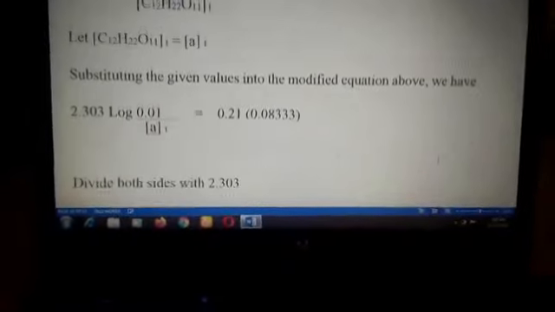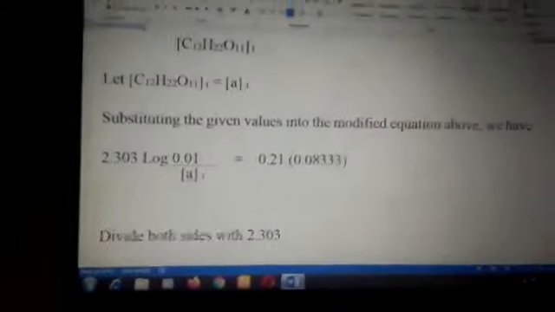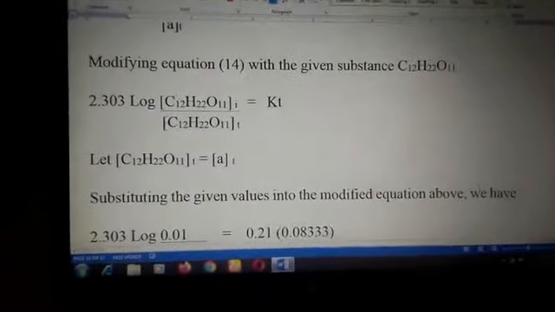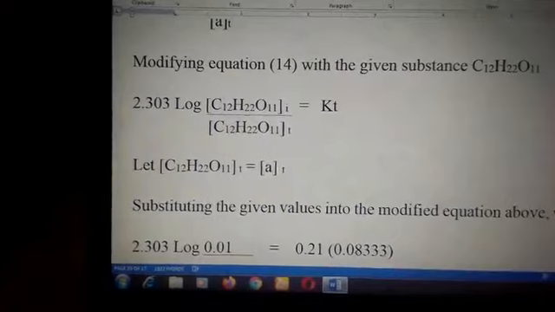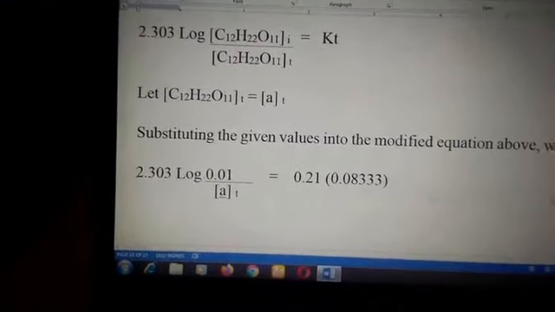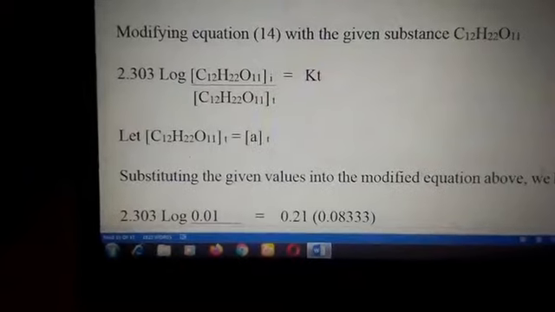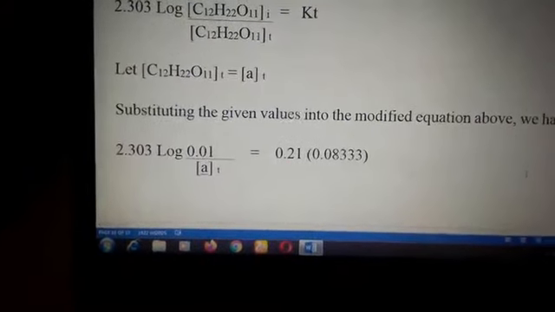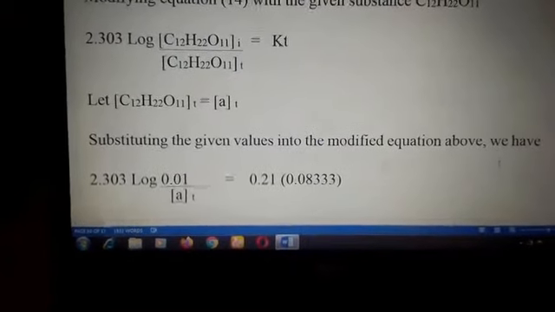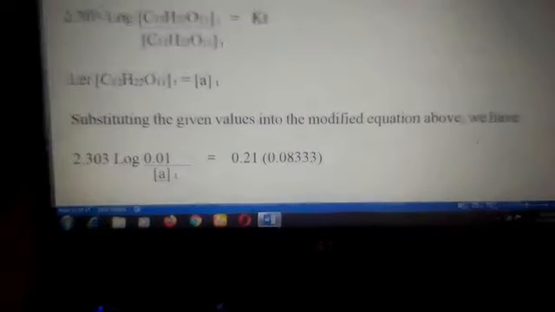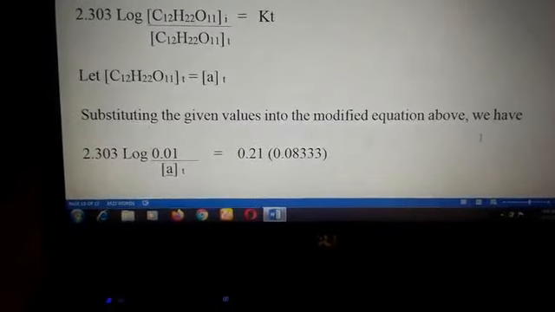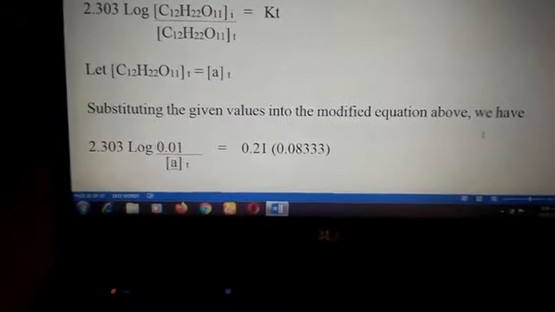So we now substitute the given values into the modified equation. Remember that the initial concentration of sucrose is 0.01. So in the numerator we replace [C12H22O11]_I with the value given, the initial concentration, which is 0.01. And then the denominator is what we're looking for, so we'll leave it as A_T, equal to the rate constant given to us as 0.21 per hour, times the time in hours, which is 0.08333 hour. So we make the correct substitution with the information given to us.